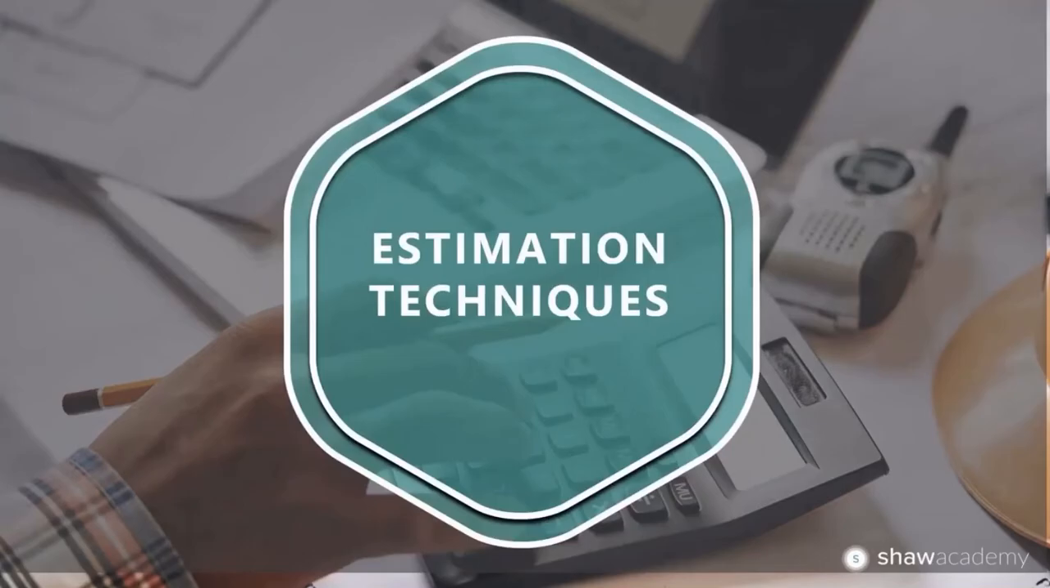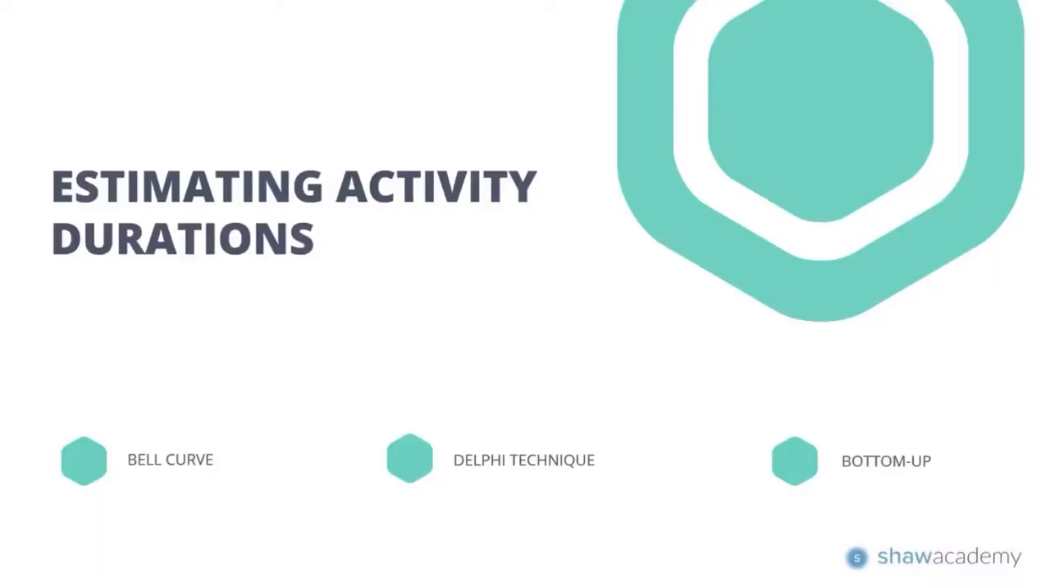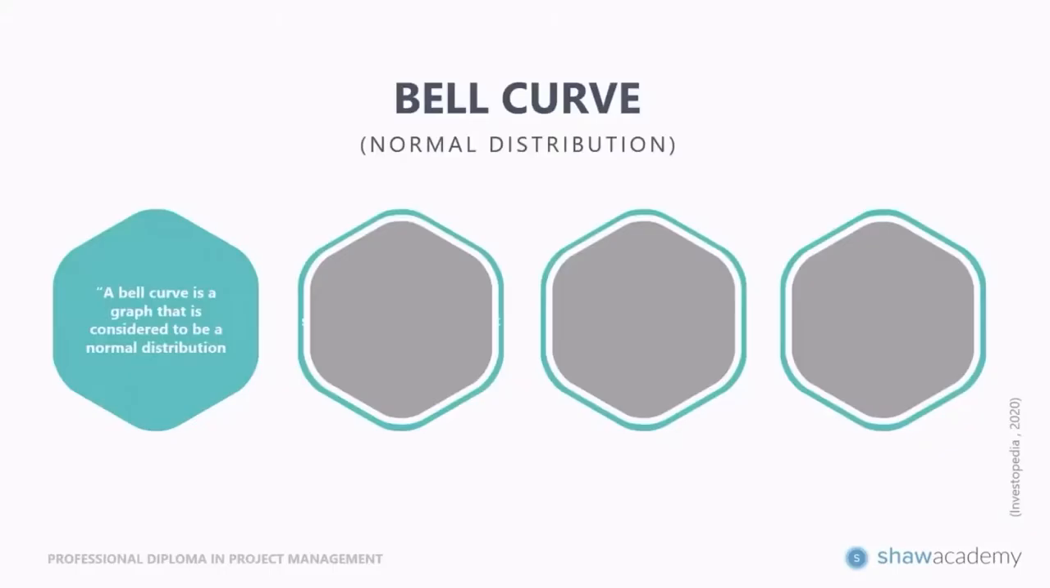Let's talk about different estimation techniques. Now that we've discussed work breakdown structures, let's talk about different ways in which we can estimate activity durations. The first technique we'll be discussing is the bell curve technique. So this utilizes normal distribution. Now for anyone who's confused by the term normal distribution, what this means is that it's the closest to the mean or median as possible. In other words, the average.